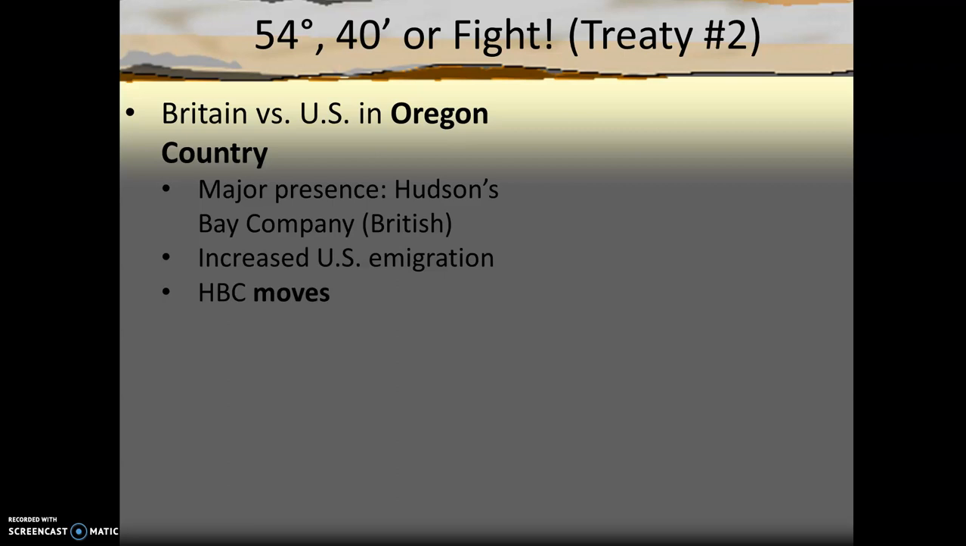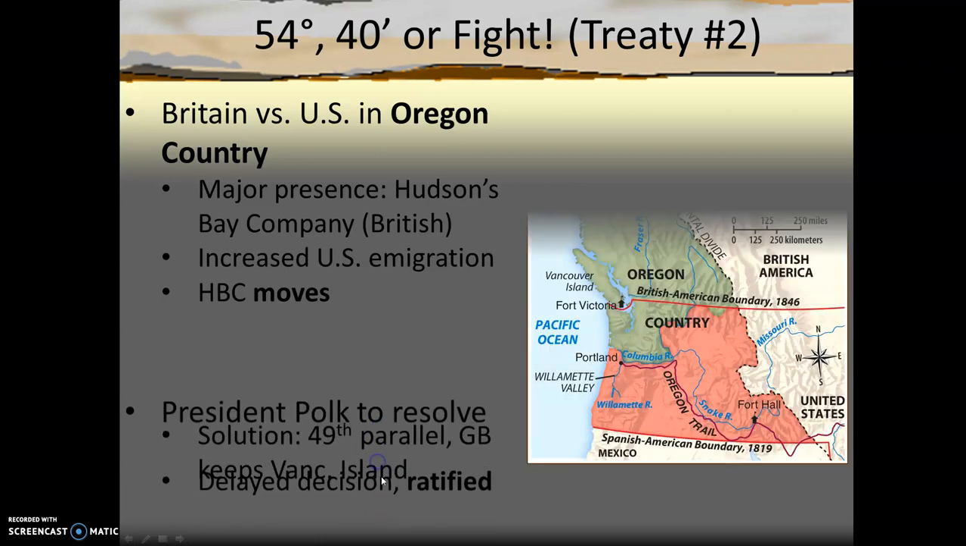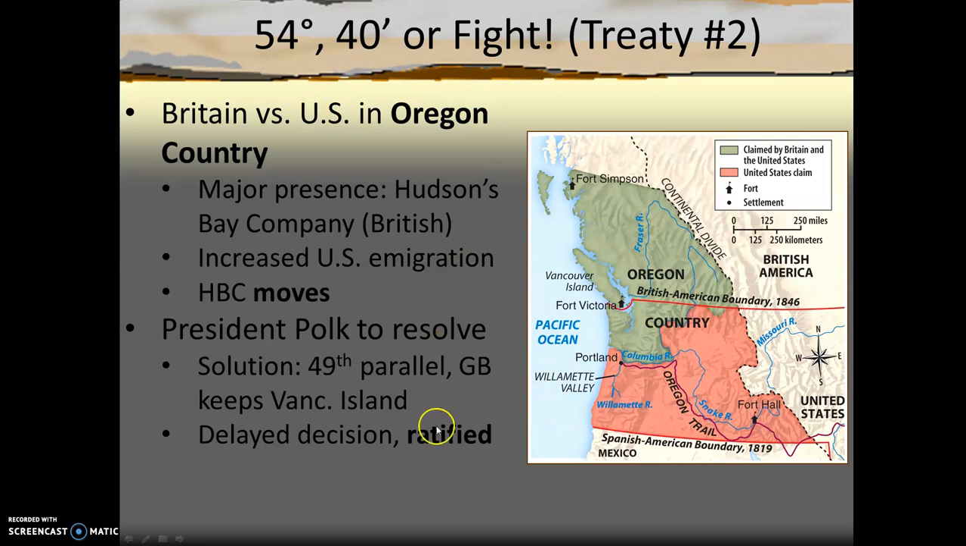The HBC, to their credit, no pun intended, did extend credit to the settlers of the region to buy goods, but the settlers never paid up. And this will cause them to move to Fort Victoria, which is the present-day site of Victoria, British Columbia. Now this concept of 54-40, or fight, that line is up here. It's the desire to get all of Oregon country, and was embraced by the Democratic platform in 1844.